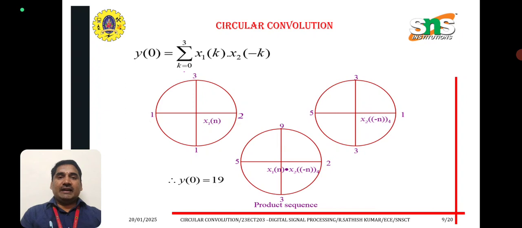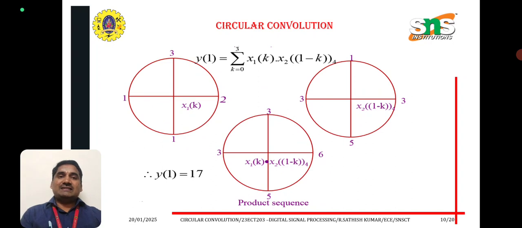x1 of n can be written as 2, 3, 1, 1. x2 of minus k is written in the clockwise direction, whereas x2 of n is represented in the anti-clockwise direction, 1, 3, 5, 3. Now we are going to multiply the signals. 1 into 5 is 5, 3 3s are 9, 2 1s are 2, 1 into 3 is 3. Now we add all these: 9 plus 5 is 14, 14 plus 3 is 17, plus 2 is 19. Therefore, y of 0 is equal to 19.